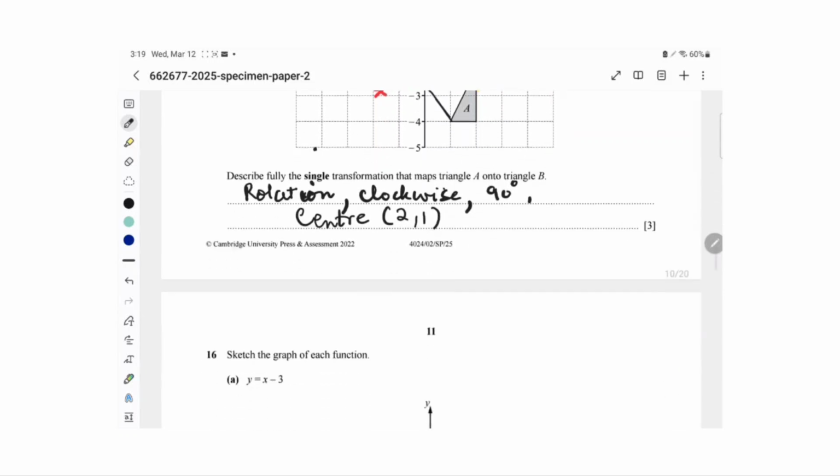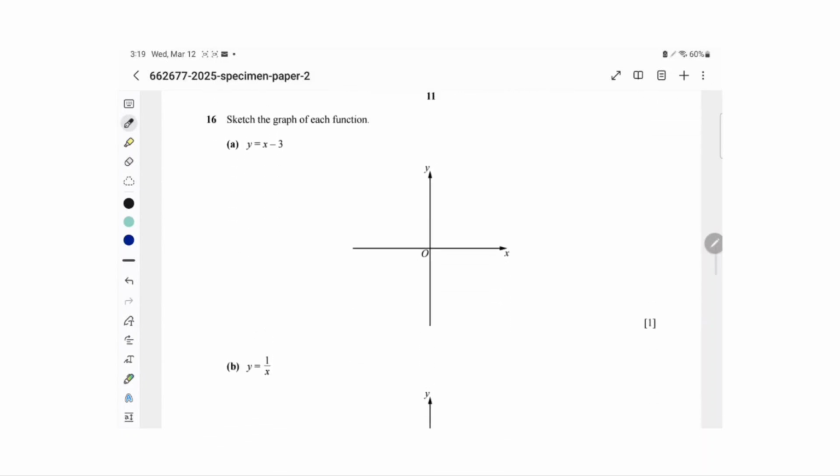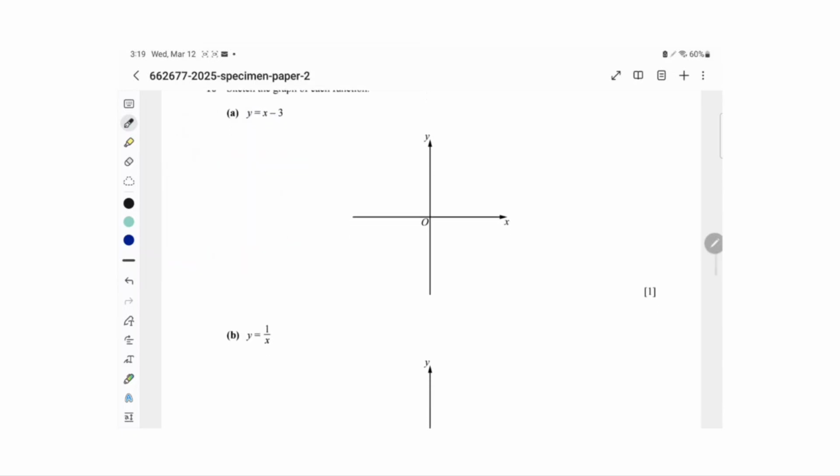Okay, now the next question: we are going to sketch the graph for y = x - 3, as it is a linear equation. Your gradient is 1 and minus 3 is the y-intercept. You can take a few points if you want, like minus 3 and some numbers, on the x and y axes, or you can take the x-intercept or the y-intercept. For the y-intercept, we know that c = -3. It means one of the coordinates is (0, -3).